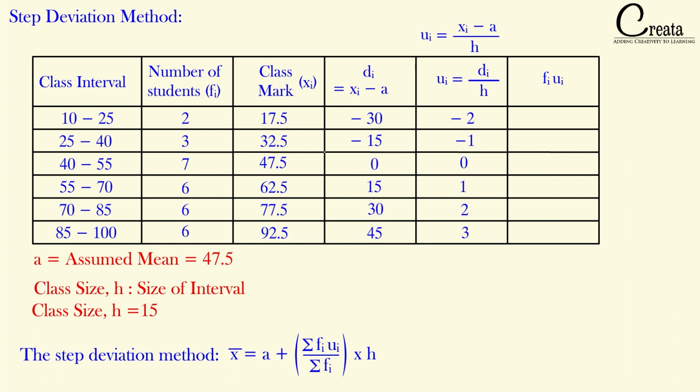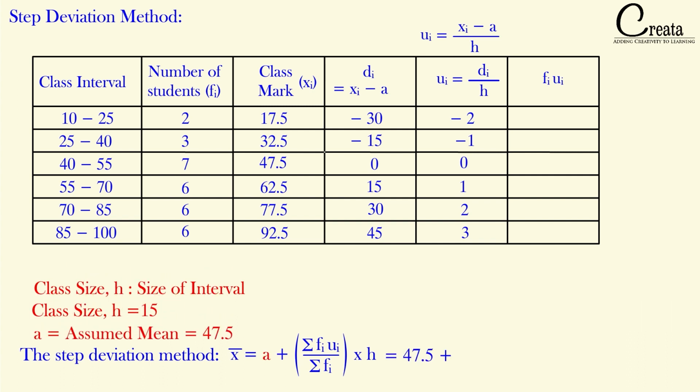Got it? Let's use the actual value. Let's put the value and check whether we are getting the same mean or not. Let's put the value of a as 47.5. In the next step, we have to calculate the sum of fi into ui and also the sum of fi. Firstly, let's calculate the sum of fi into ui. For this, let's refer to the table. Firstly, let's find the individual values of fi into ui.